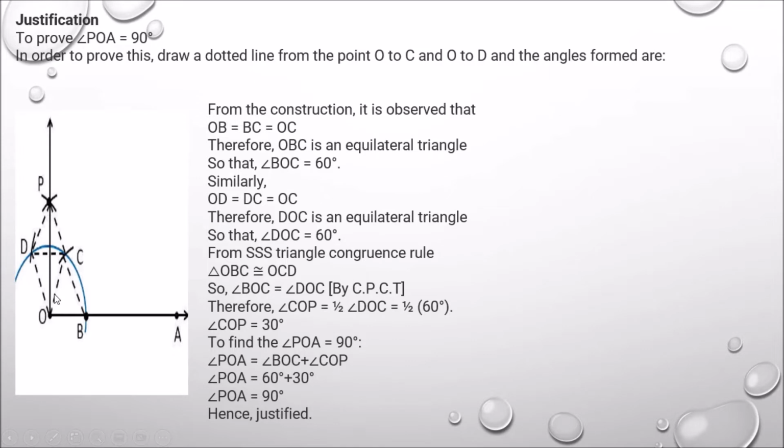To find the angle POA equals 90 degrees, POA equals BOC plus COP. So 60 plus 30, that is 90. Hence it is justified.